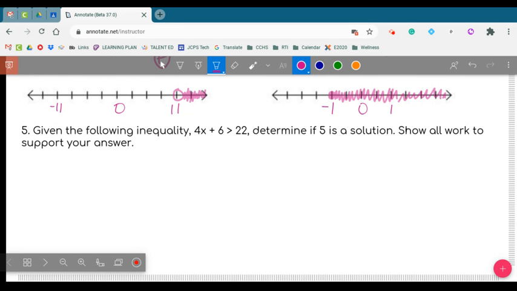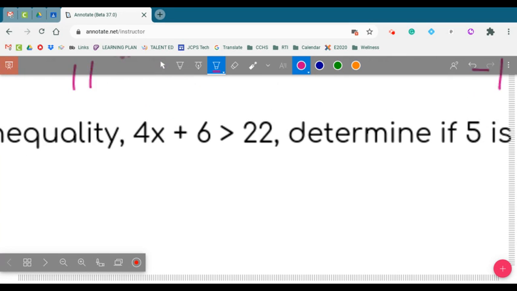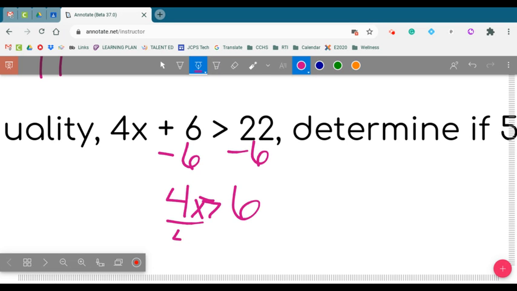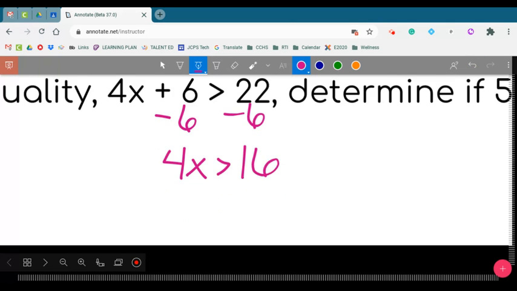Given the following inequality, determine if 5 is a solution. So we're going to have to solve this inequality, and then we're going to say, can 5 be a solution or not? So subtract 6, we're going to get 4x greater than 6. Nope, I'm just going to back up. 4x is greater than 16.